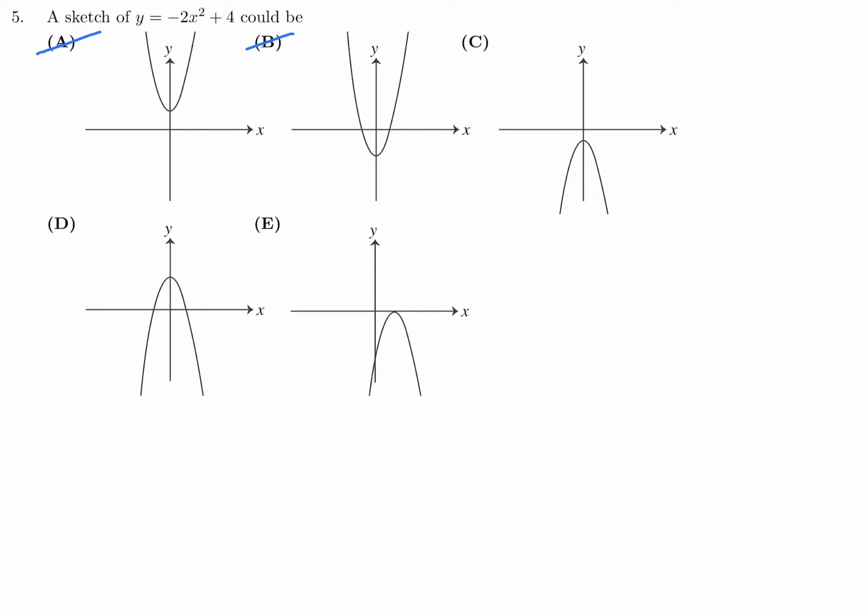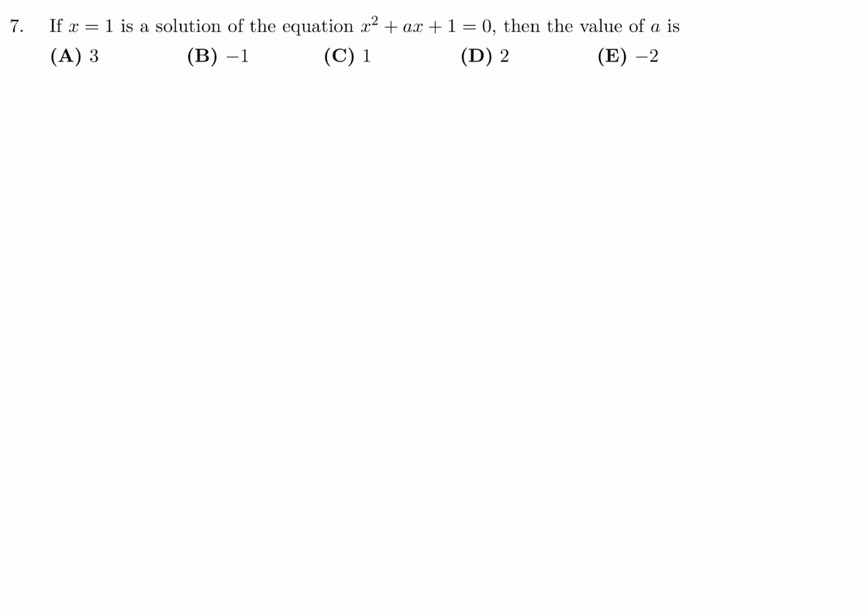Okay, now we've got to figure out which one of the remaining ones. y is equal to minus 2x squared plus 4. When x is 0, y will be 4. Well, which one of those gives you the point (0, 4)? It's this one. This is the only one. So, there you go. Number 5 is D.